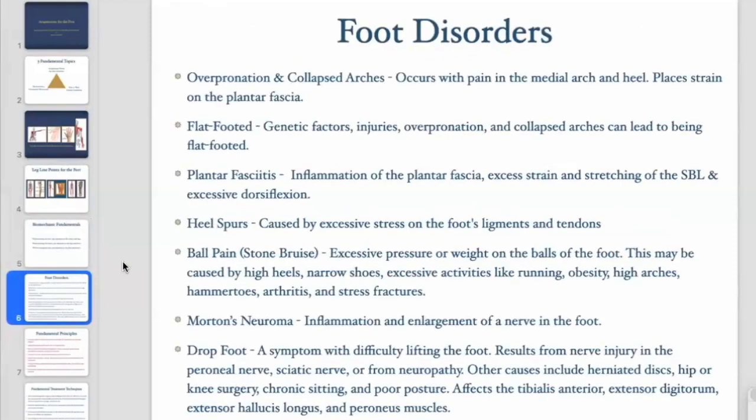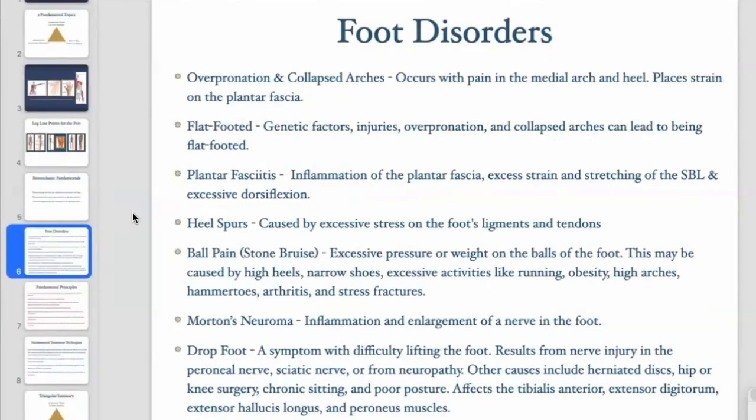Some of the things that we're going to cover and some of the foot disorders we're going to talk about in this class and tonight include overpronation or collapsed arches. I'll use those terms interchangeably. So when a person has overpronation or a collapsed arch, that often causes pain in the medial arch along the spleen meridian from like spleen 3 to spleen 4. And then this also places strain on the plantar fascia as well.